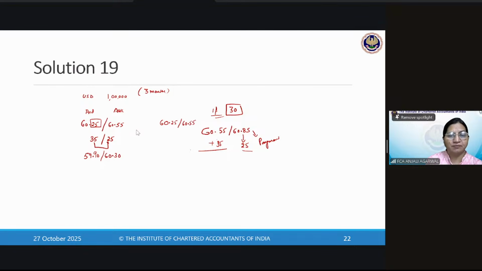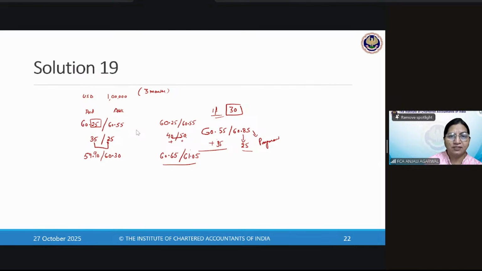Let's say this is the question, my MCQ. The swap points are 40, 50. What would be the new forward rate? This would be my MCQ for today. 60.25 plus 0.40, so it will become 60.65, and 60.55 plus 0.50. It will increase at both the places.